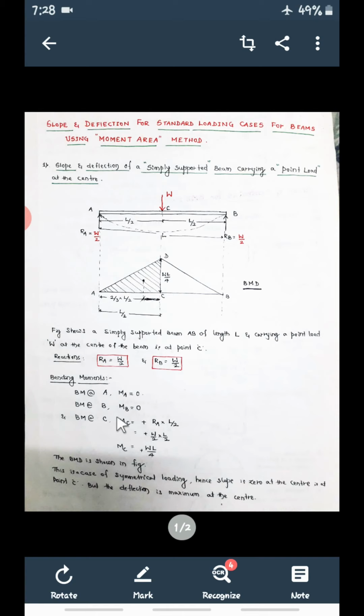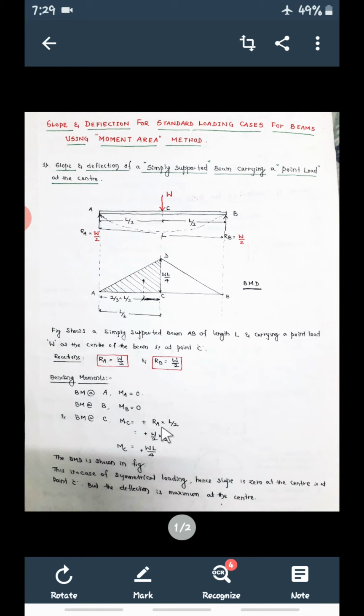So that is equal to Ra, already it is known, W by 2. So plus Ra is W by 2 into L by 2. So the total bending moment at C is equal to WL by 4. So capital W into L by 4. So this is the bending moment at C. Bending moment at A is 0. Bending moment at B is 0. So bending moment at C is plus WL by 4.